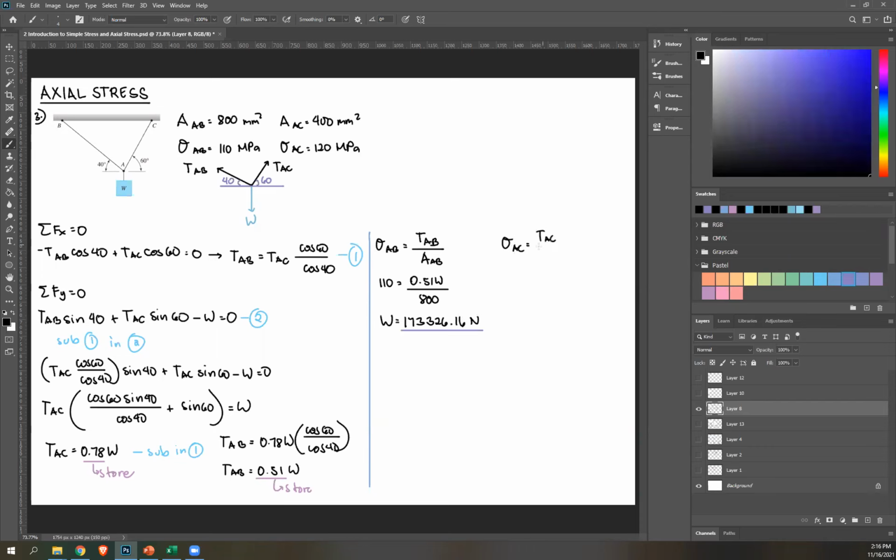So that's the force AC over area AC. Stress AC is 120, allowable stress. Force in AC is 0.78 W over cross-sectional area AC, which is 120, which is 400. Okay, from this, please solve. What's W?